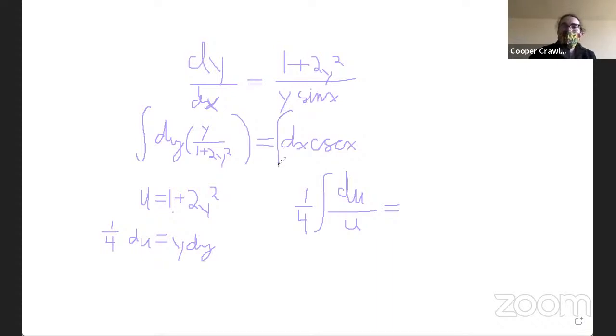I don't know if y'all heard my computer. My computer just tells me it's 2 o'clock or whenever the hour strikes. So don't worry about that. All right. And then the right-hand side gives you natural log.